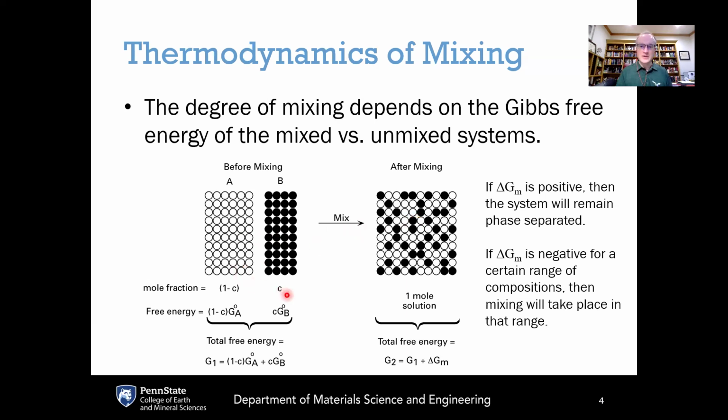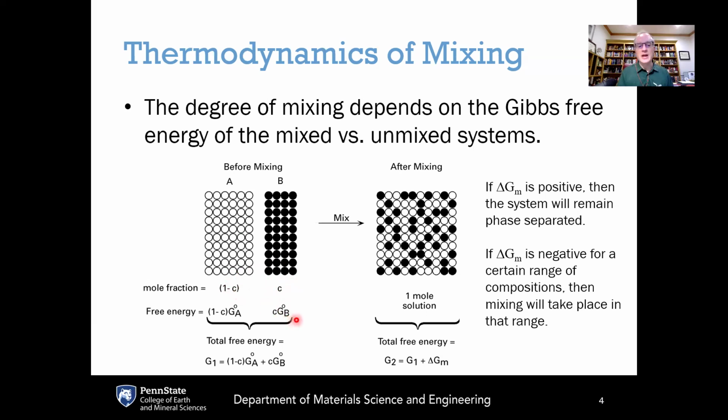In order to get this Gibbs free energy of mixing, we need to calculate the Gibbs free energy before mixing and then compare it to the Gibbs free energy after mixing. Now, before mixing, if we've got separated subsystems of A and B, let's assume that we've got a mole fraction here, where this little c corresponds to the mole fraction of B, and therefore the mole fraction of A would be 1 minus c, such that if you add up those two mole fractions, they will add up to 1.